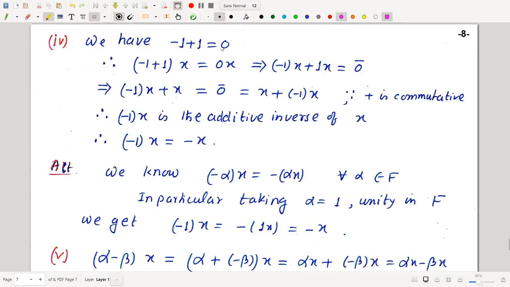We have minus 1 plus 1 is 0. So (minus 1 plus 1) times x is 0x, which implies minus 1x plus 1x is 0 bar. But 1x is x, since 1 is the unit element in the field F, that's why.